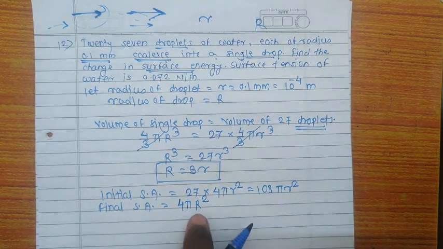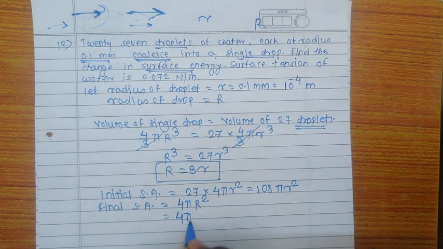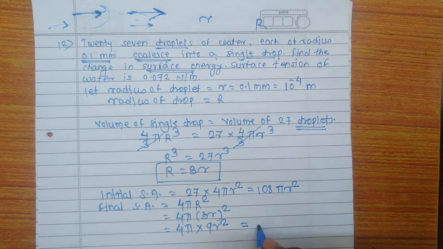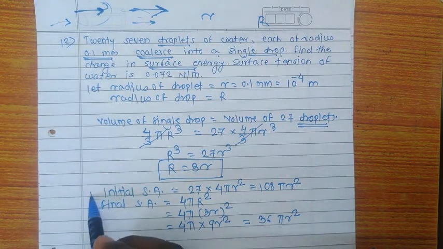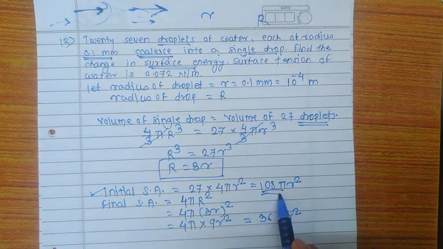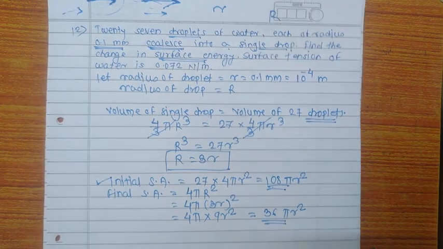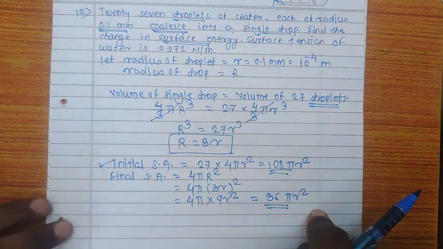But we know that the value of capital R is equal to what? 3r. So we will write 4 pi into (3r) square. So it will become 4 pi into 9r square, which will be equal to 36 pi r square. Getting this? So initial surface area 108 pi r square आया, फाइनल सरफेस एरिया 36 pi r square आया. इसका मतलब इनिशियल सरफेस एरिया इज मैक्सिमम, फाइनल सरफेस एरिया इज मिनिमम.